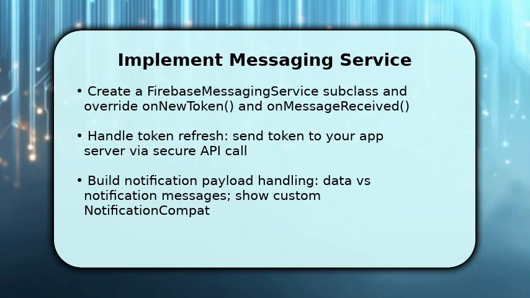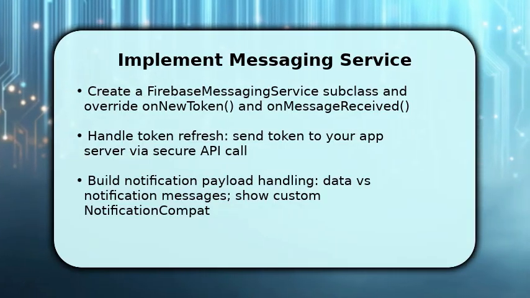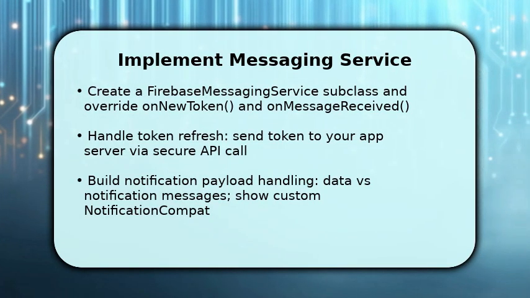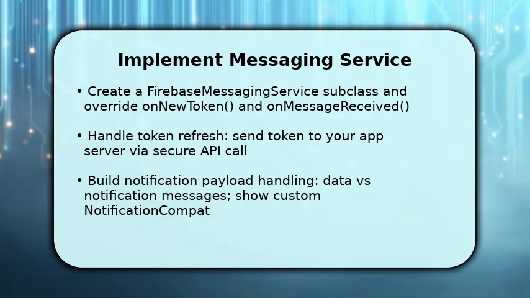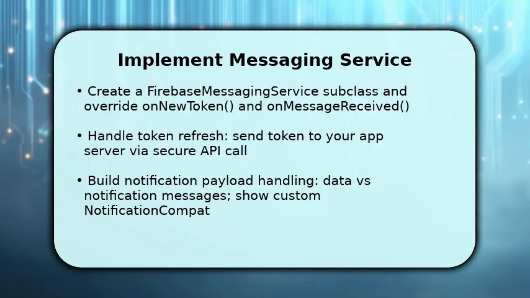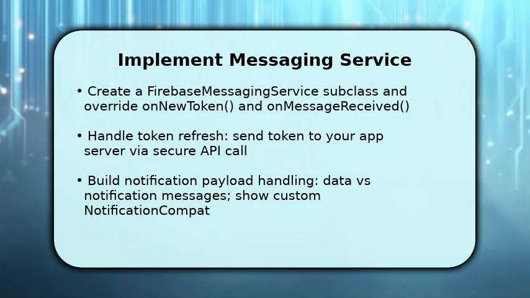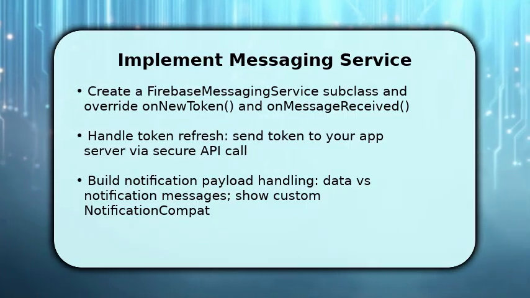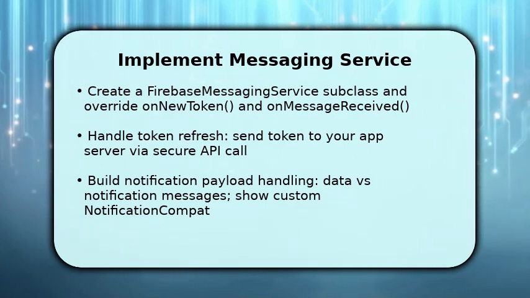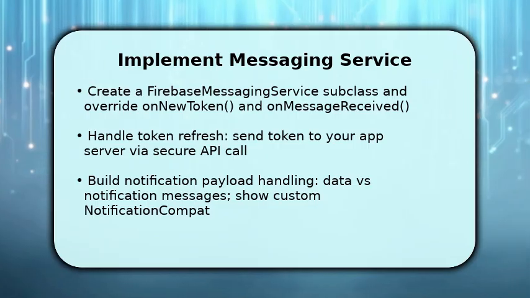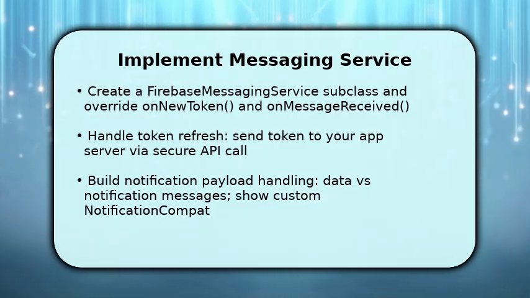Now implement the messaging layer by creating a Firebase messaging service subclass and overriding onNewToken and onMessageReceived. In onNewToken, make a secure API call to your backend to register the token so you can target this client. This ensures reliable delivery. In onMessageReceived, distinguish data versus notification payloads and construct a NotificationCompat with channel, icon, priority, and PendingIntent so it behaves correctly on modern Android. Make sure to declare the service in the Android manifest with the appropriate intent filter.